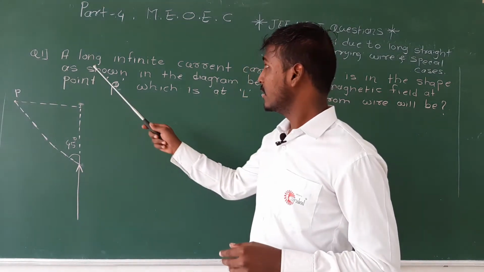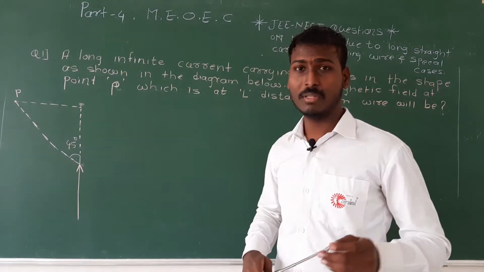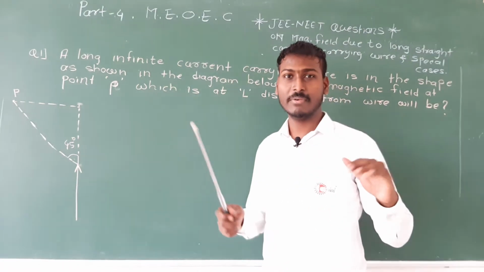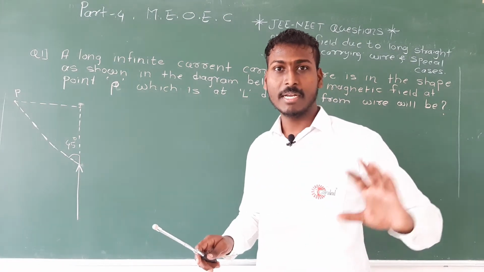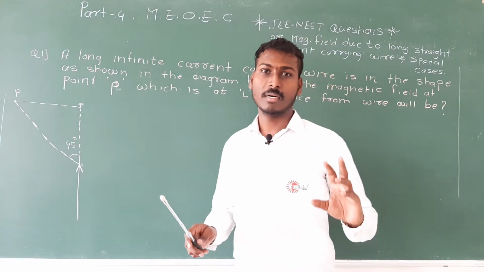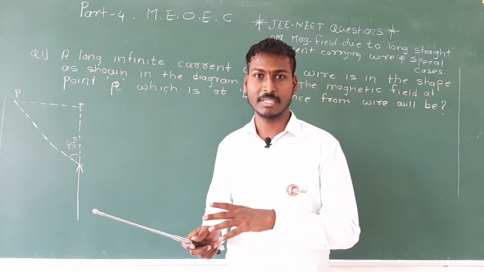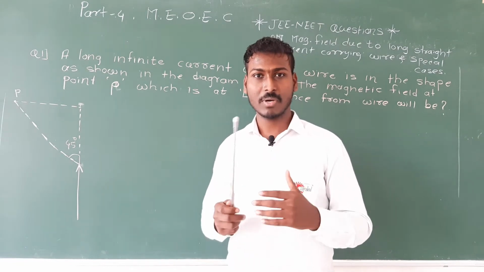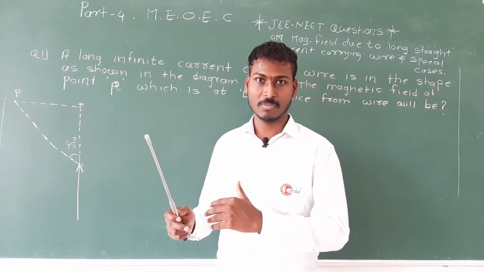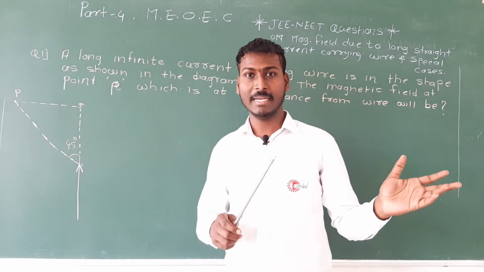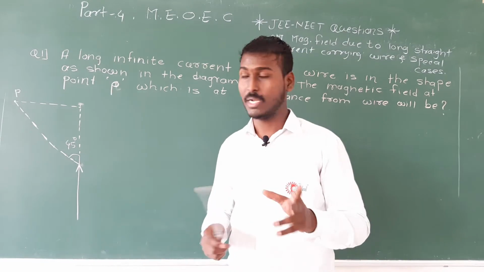So see carefully, a long infinite current. First of all, the data you have got here is infinite. Whenever there is the word infinite, two formulas should come to your mind: mu 0 I upon 4 pi r times sin theta 1 plus sin theta 2, and in terms of alpha and beta, mu 0 I upon 4 pi r times cos alpha plus cos beta. After that we have seen two special cases, infinite and semi-infinite, you know that.